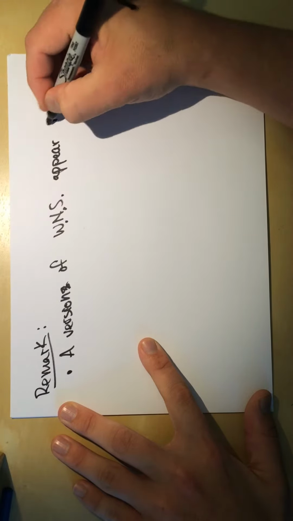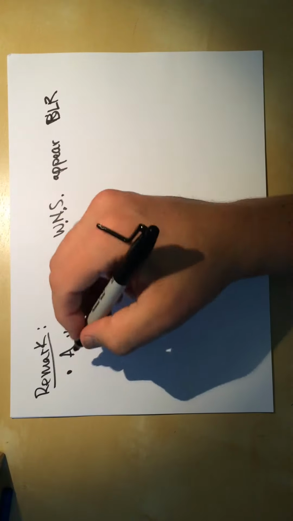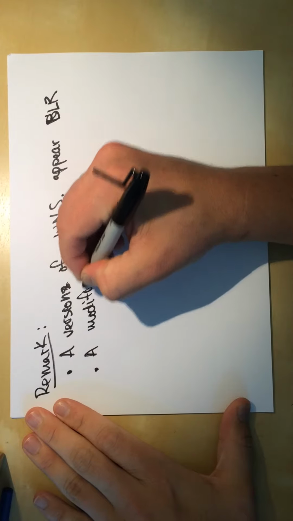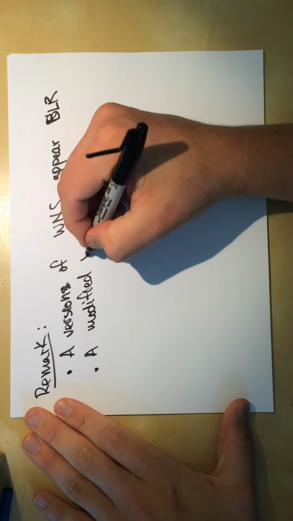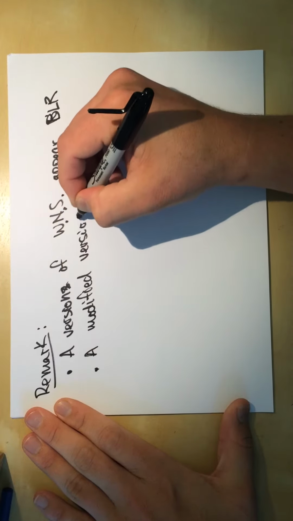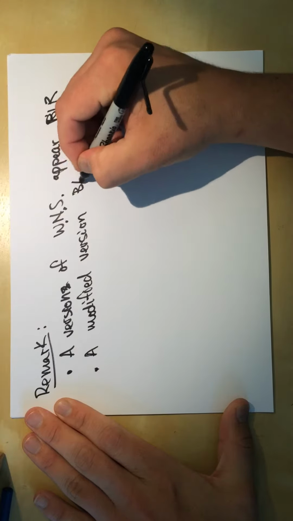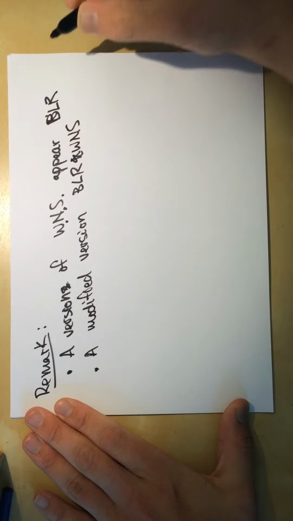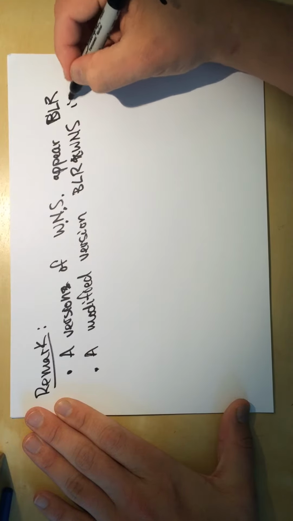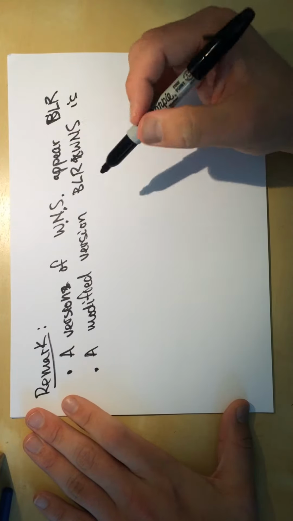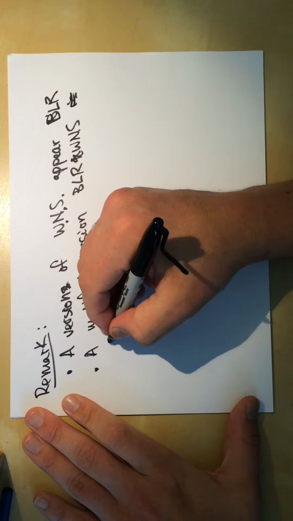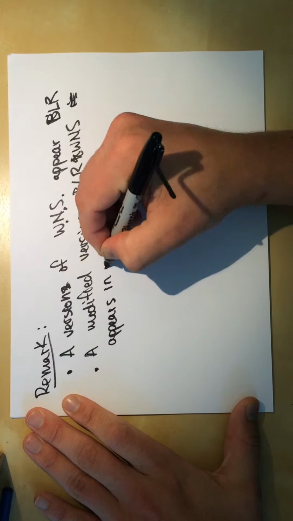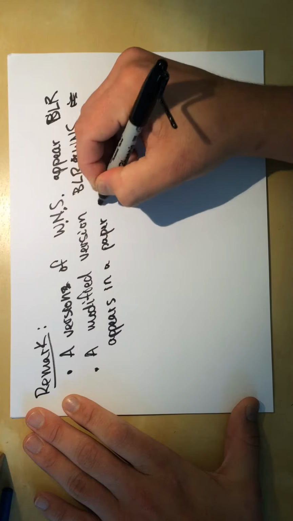Then a modified version of this BLR weak Néron smoothening, which I think they just call a Néron smoothening, appears in a paper due to Nicaise.